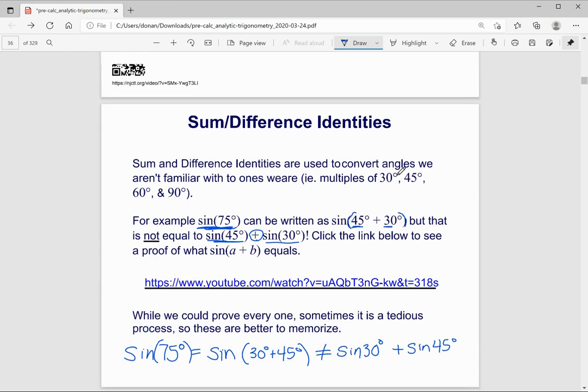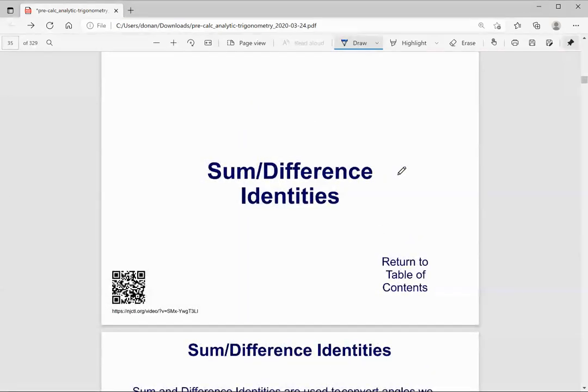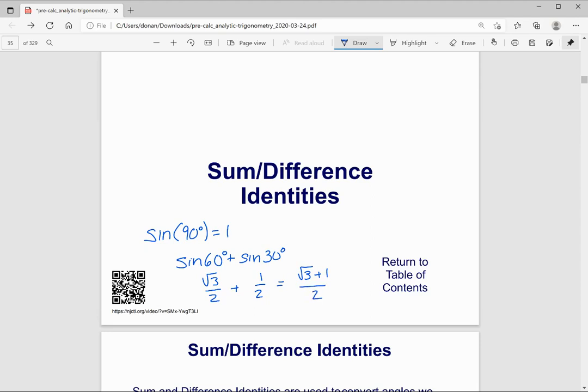Let's go back up to the first page here and think about sine of 90 degrees. We know sine of 90 is 1. Now let's think about what is sine of 60 degrees plus the sine of 30 degrees. Well, the sine of 60 is root 3 over 2, and the sine of 30 is 1 over 2. And when I add those, I get root 3 plus 1 over 2. And this is not the same as the number 1. That's a different number than 1.